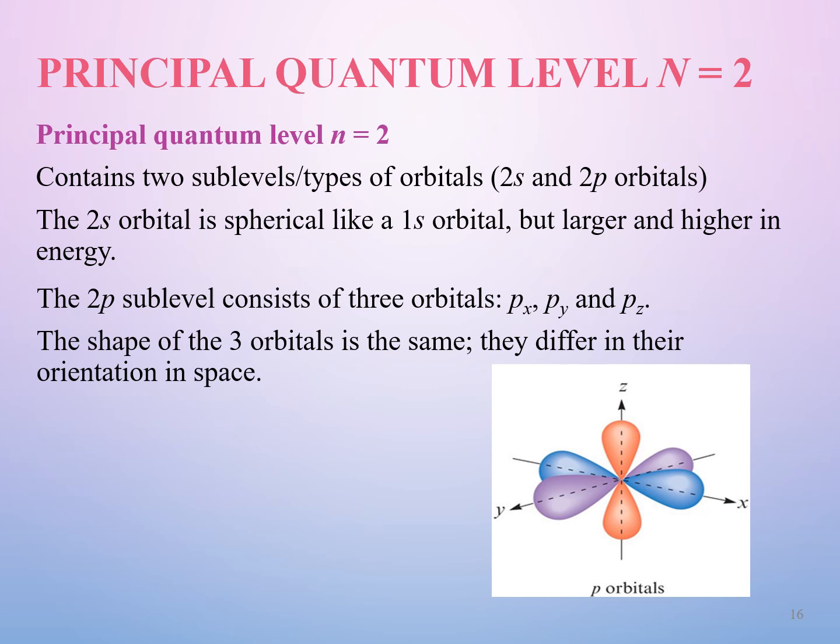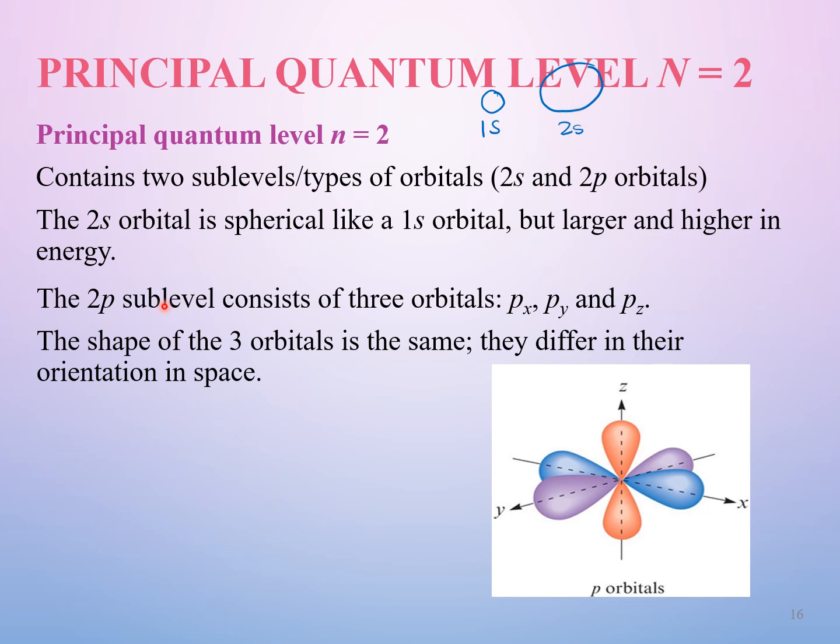So if 1s was a little small sphere, 2s will just be a bigger sphere. Okay, and then if you imagine 3s will be even bigger. So that's the only difference. They're bigger and higher energy. That's what it says right there. Larger and higher energy.